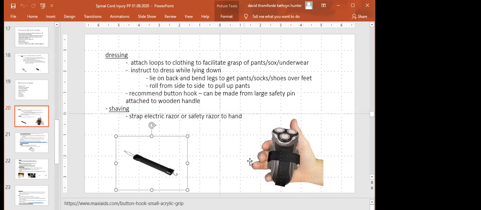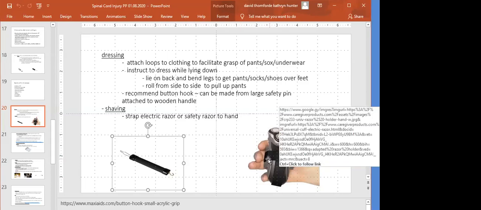Shaving, this device on the right is an electric shaver, but it could also be a safety razor that's attached to the person's hand with a strap. So the person can use normal movements to shave even though they're unable to grasp the safety razor or the electric razor.